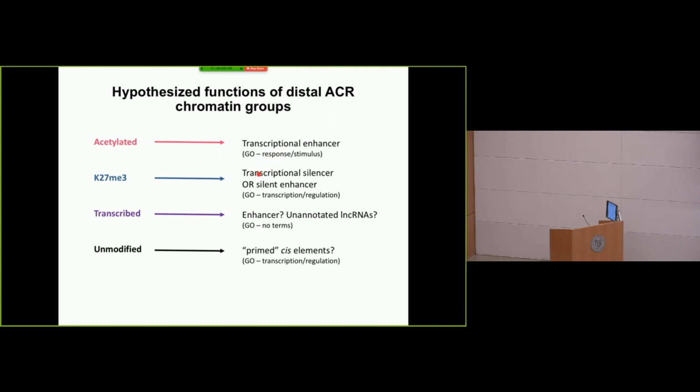The K27 trimethylation group and this unmodified group, all have terms associated with transcription and regulation, DNA binding, right? This is, again, what we'd expect. A lot of transcription factors in plants are controlled in a very specific manner by silencing, either silencing by K27 or removal of K27 trimethylation. And then, like I told you earlier, this transcribed group, which I'm not going to focus on so much, when we use GO, it actually came back with no terms. I didn't think that was possible, but you can get no terms from GO.